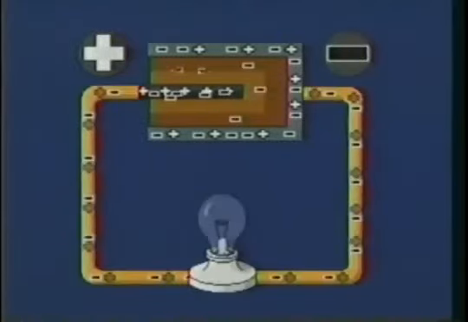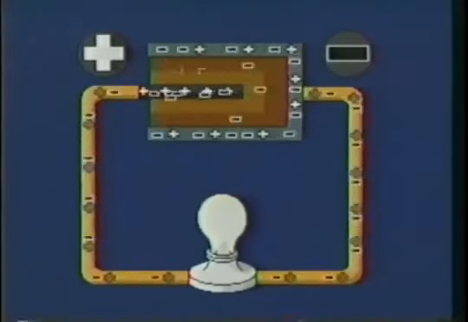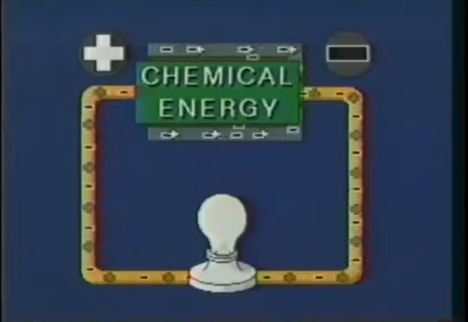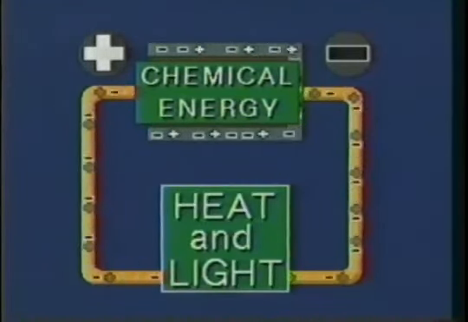Inside every battery or dry cell, it is the chemical reaction that provides energy to produce a charge separation. If the 2 electrodes are then connected with a conductor and a bulb, the result is a simple electric circuit in which a flow of electrons occurs. The chemical energy stored in the dry cell is transformed into heat and light.